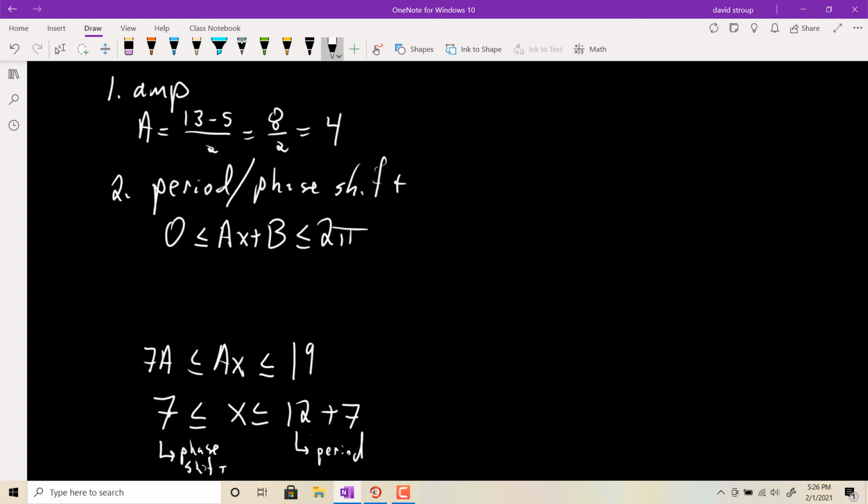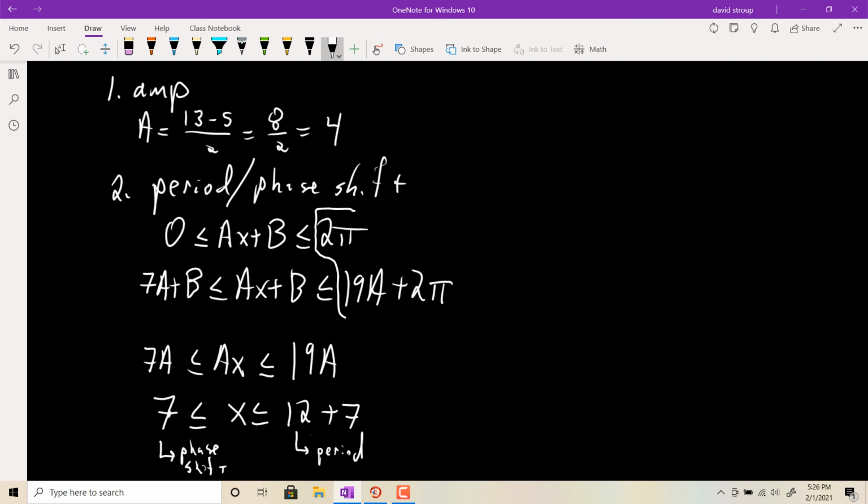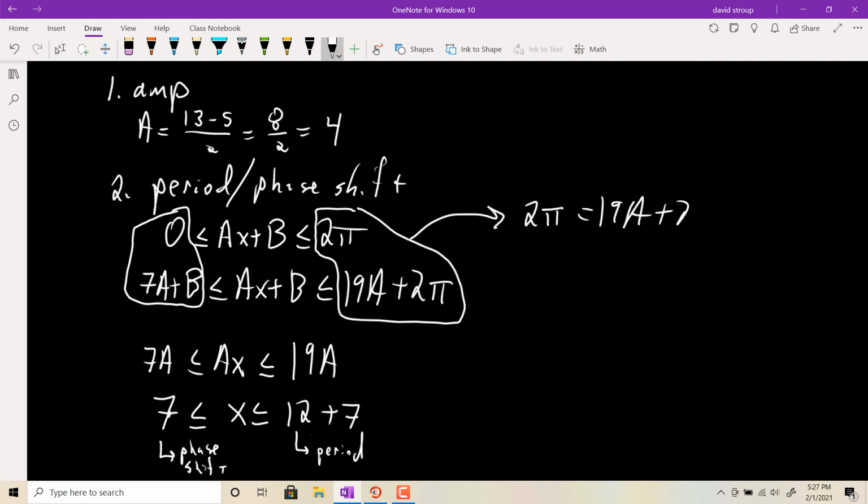So this would be 19a. And then add b to all three sides. So I'd have 7a plus b less than or equal to ax plus b less than or equal to 19a plus 2 pi. So what will that give me then? Well, this part has to be the same as this part, right? And if we equate those, we'll be able to figure out a. Once we get a, we can say, well, this part has to be this part. 0 has to be 7a plus b. We can put in a and figure out b. Okay, so first off, this part. 2 pi has to equal 19a plus 2 pi.